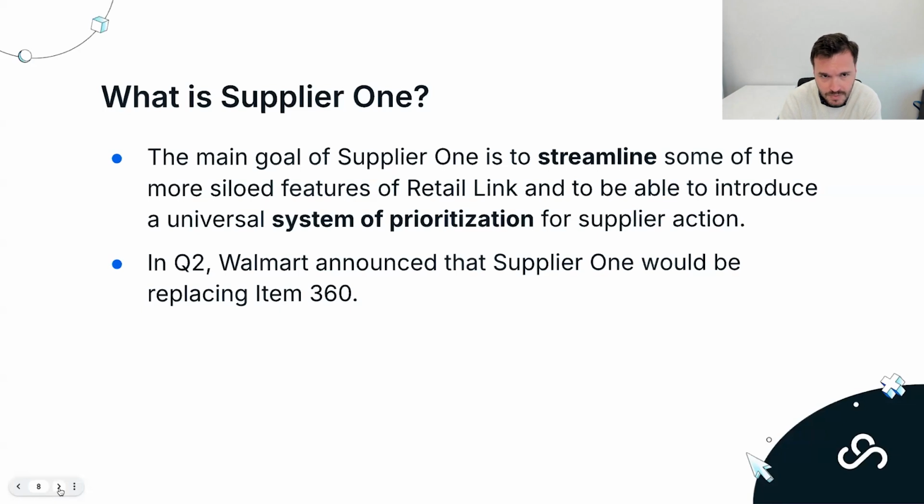So SupplierOne, really the mindset behind it from Walmart's perspective is to get a lot of the disparate Retail Link apps together in the same place and to help streamline and help suppliers prioritize supplier action. So whatever that is, maybe on the item side of things or maybe on the deduction side of things, whatever it might be, let's get all of those together in one place so that we can have a dashboard that will help people to fix their priorities in ways that Walmart wants them to be fixed.